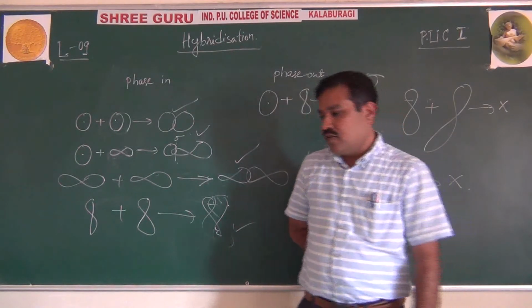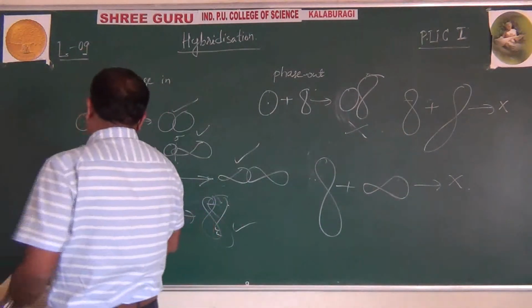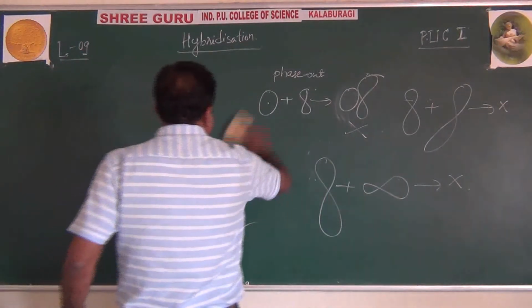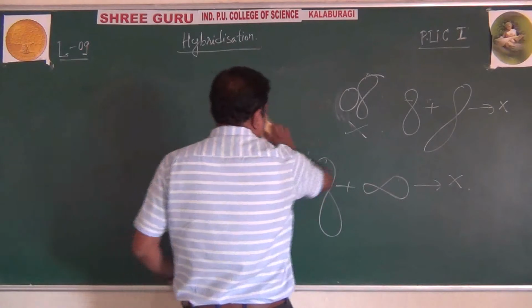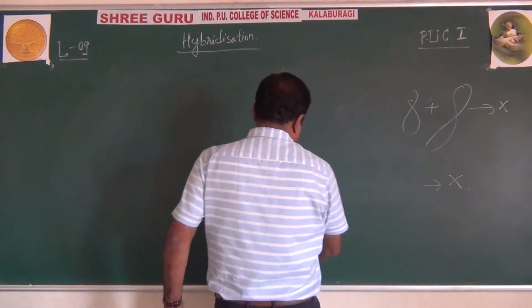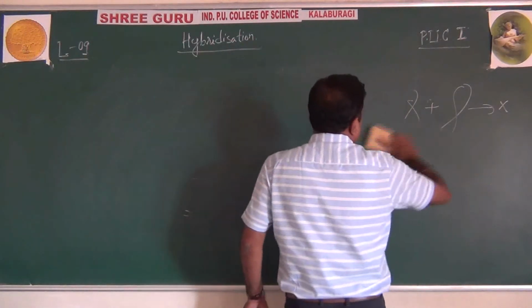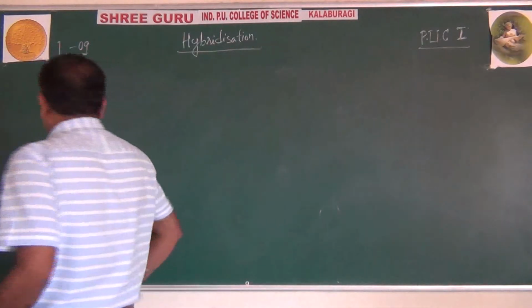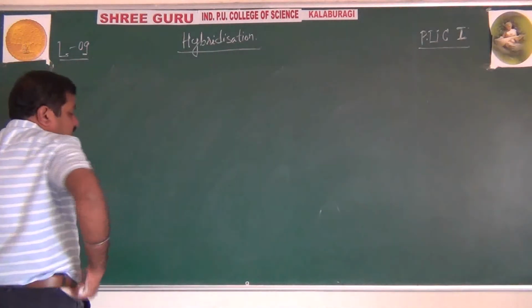Okay? Right. Now after understanding this, once again valence bond theory concept regarding sigma bond and pi bond, what are phase in and what are phase out, what are possible orbital overlaps: s-s, s-p, p-p, and only p and p in a pi bond. Now coming to next, hybridization, students.